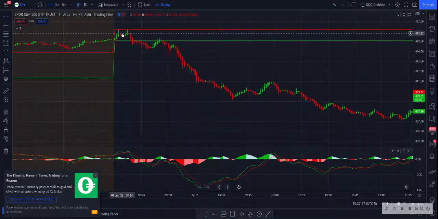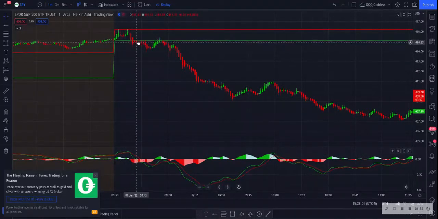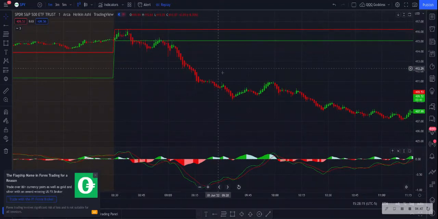Here's 1, 2, 3, 4, 5, 6 areas of rejection. Then you got 1, 2, 3, 4, 5, 6, multiple here of rejections where you put about one put here, one here, one here, one here. All at the top. You buy your puts at the top. You buy your calls at the bottom.